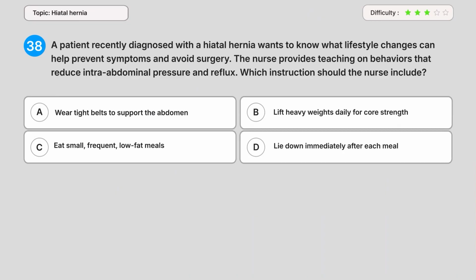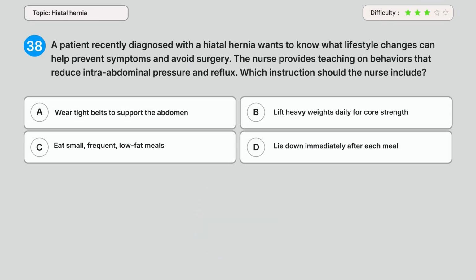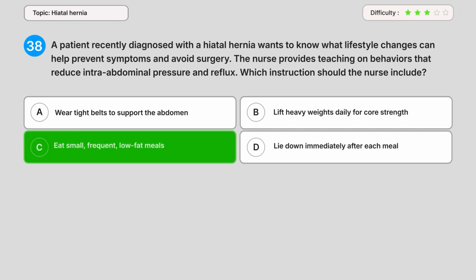A. Wear tight belts to support the abdomen. B. Lift heavy weights daily for core strength. C. Eat small, frequent, low-fat meals. D. Lie down immediately after each meal. What do you think is the answer? Correct answer. C. Eat small, frequent, low-fat meals.